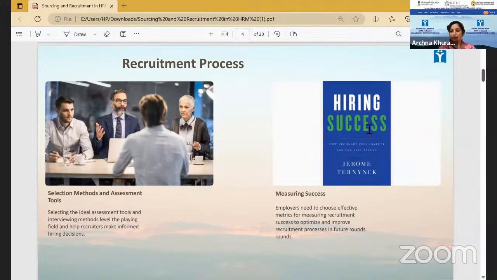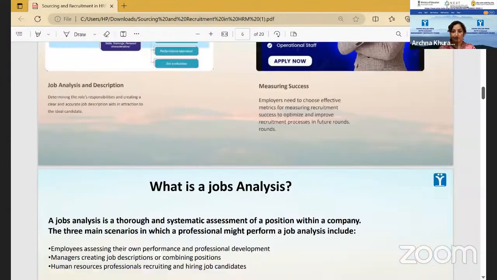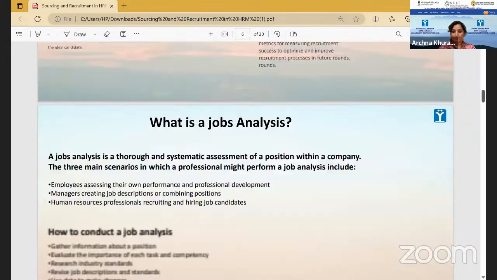Then fourth point is measuring success again. So how are you going to measure success in terms of, I think this is a repetition of the same point that we have done. Yeah.